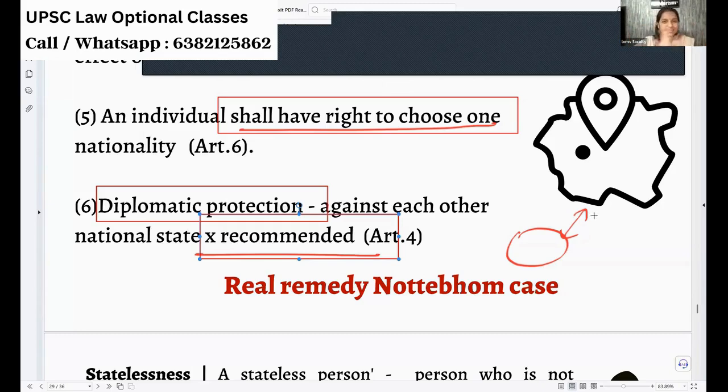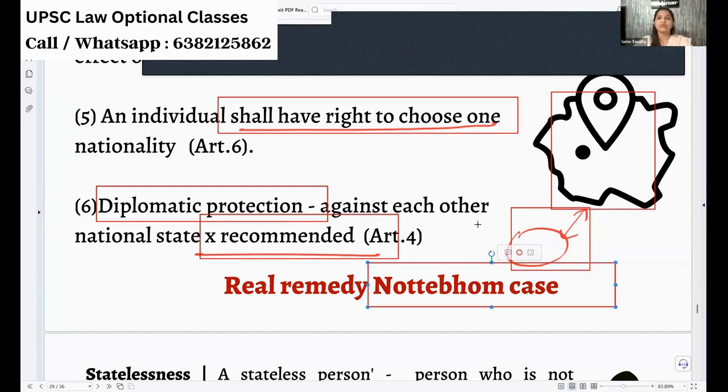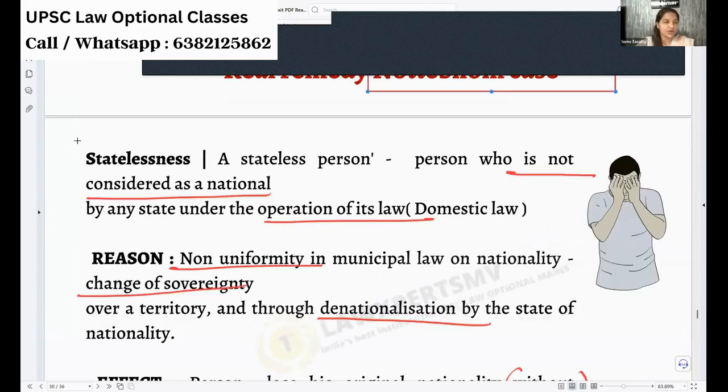So, what is the clear idea to decide nationality? You have all the remedies with the Nottebohm case and also with the Canevaro case that we saw. Okay. Now we are coming to the last part, which is called statelessness. What is statelessness? I don't have a state at all. I may be a Hindu, Muslim, whatever race I may be. But today, I don't have citizenship in any nation state. That is called statelessness.